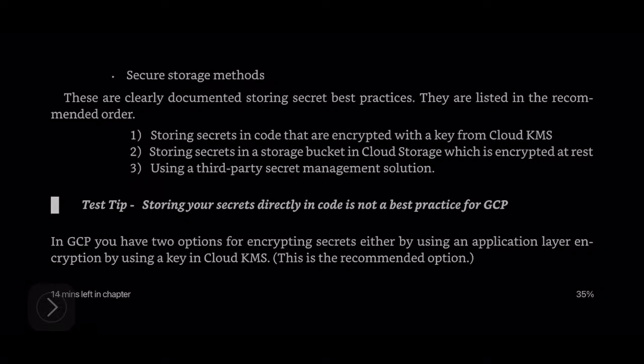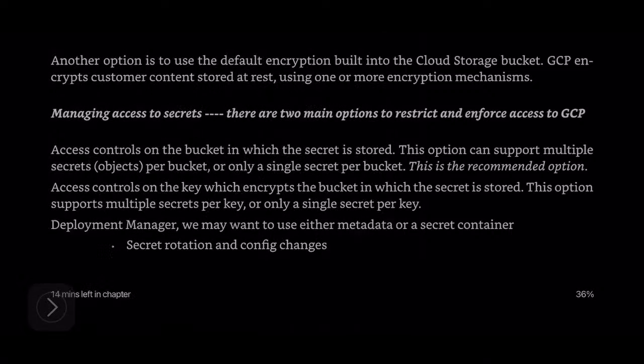In GCP, you have 2 options for encrypting secrets, either by using application layer encryption by using a key in Cloud KMS. This is the recommended option. Another option is to use the default encryption built into the cloud storage bucket. GCP encrypts customer content stored at rest, using 1 or more encryption mechanisms.